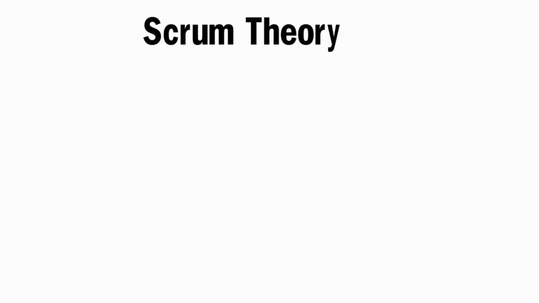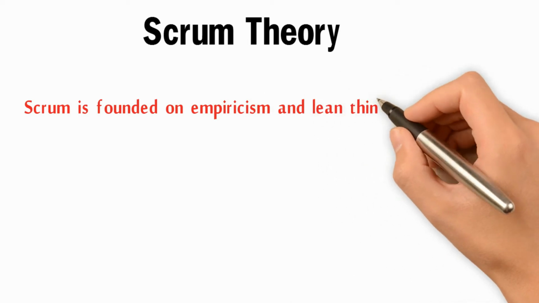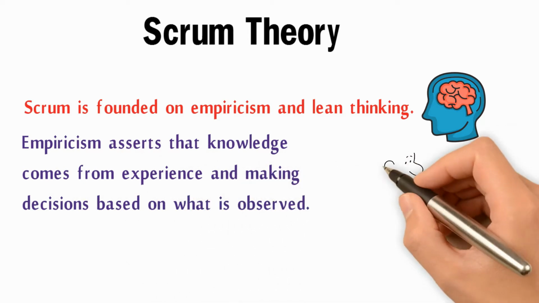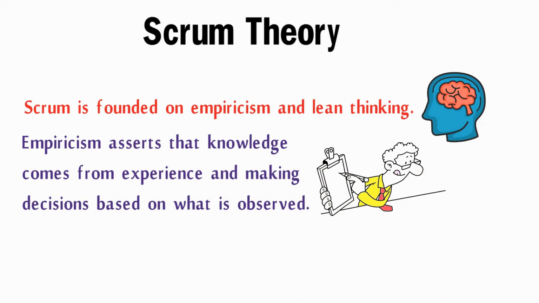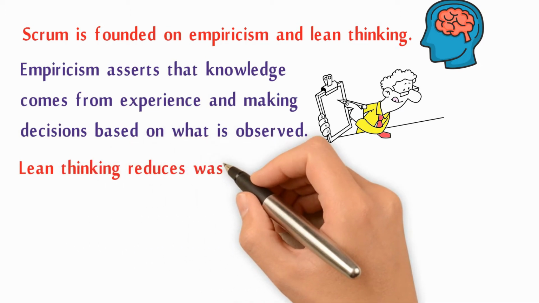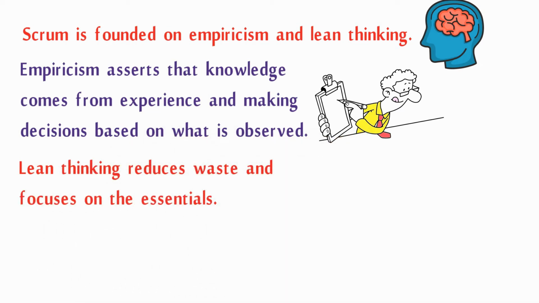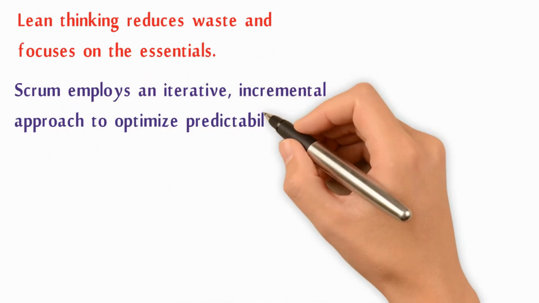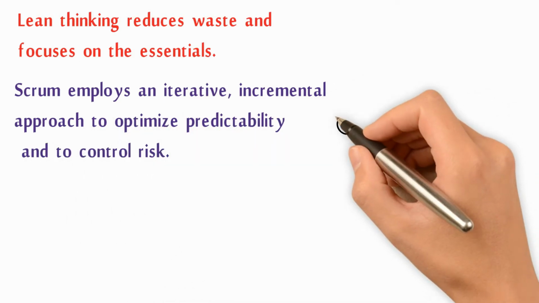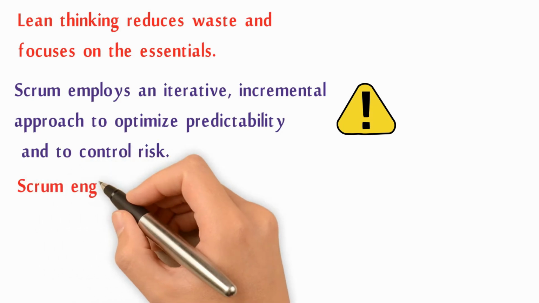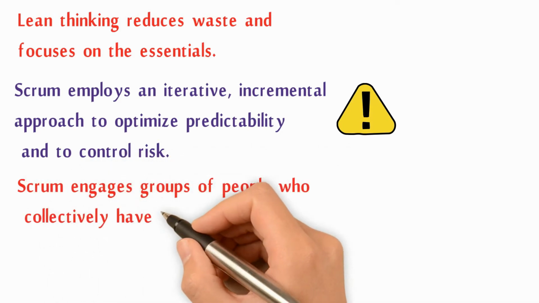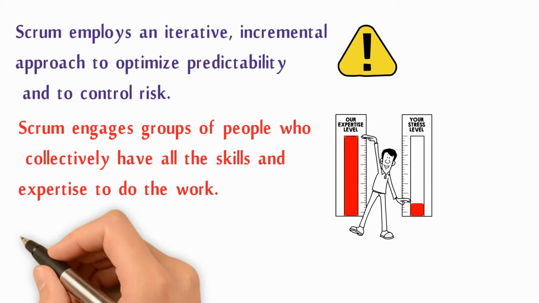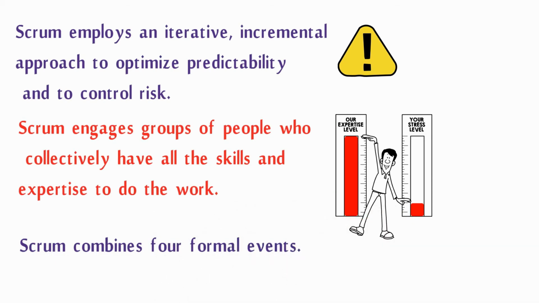Scrum Theory. Scrum is founded on empiricism and lean thinking. Empiricism asserts that knowledge comes from experience and making decisions based on what is observed. Lean thinking reduces waste and focuses on the essentials. Scrum employs an iterative, incremental approach to optimize predictability and control risk. Scrum engages groups of people who collectively have all the skills and expertise to do the work. Scrum combines 4 formal events.